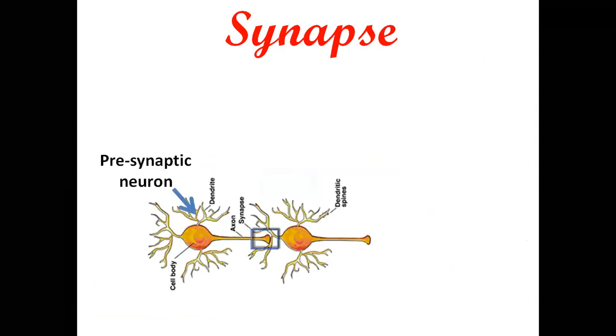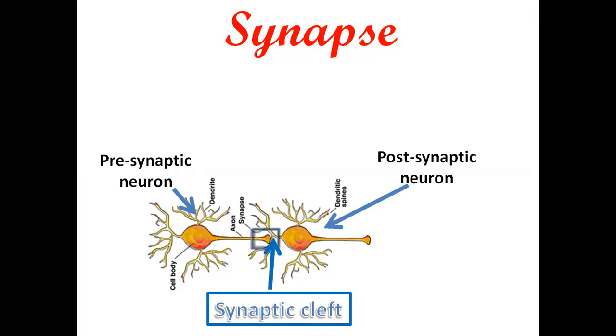The neuron before the synapse is called the presynaptic neuron, meaning the neuron before the synapse. The neuron after the synapse is called the postsynaptic neuron. So you have to be careful with these terms. You have to pay attention to these terms. Presynaptic is before the synapse, and postsynaptic is right after the synapse. In the middle, we have the synaptic cleft, where specific chemicals called neurotransmitters are released.